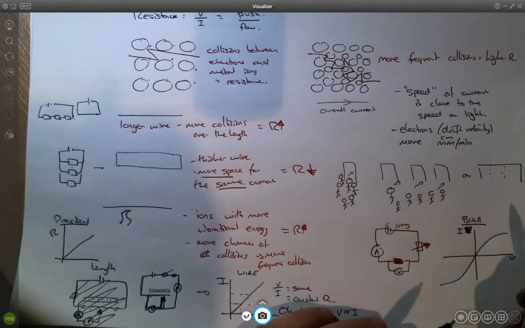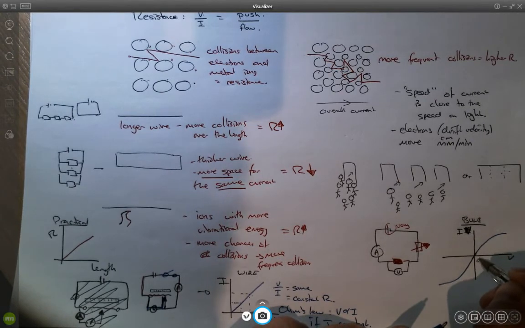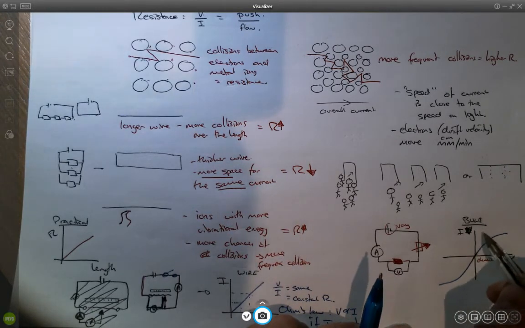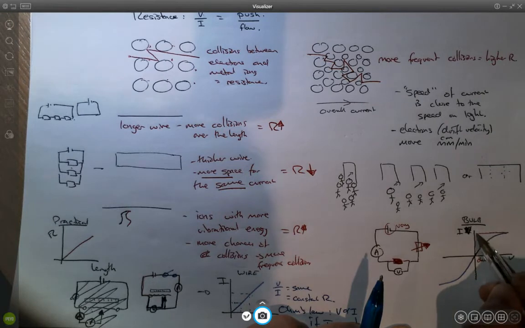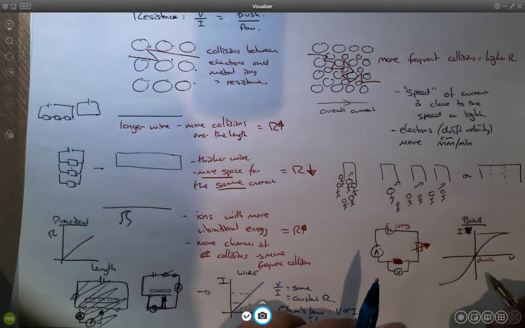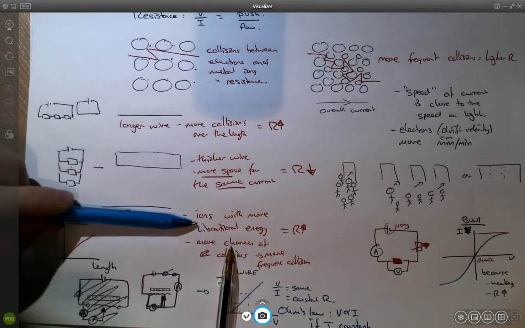So initially, the very first bit, you might say it's ohmic, it's a straight line. Then very rapidly, the potential difference increases far more than the current, and eventually the current ends up at a constant level that won't increase anymore. And that's because we have heating and we have R increasing, right? Exactly because of this here.